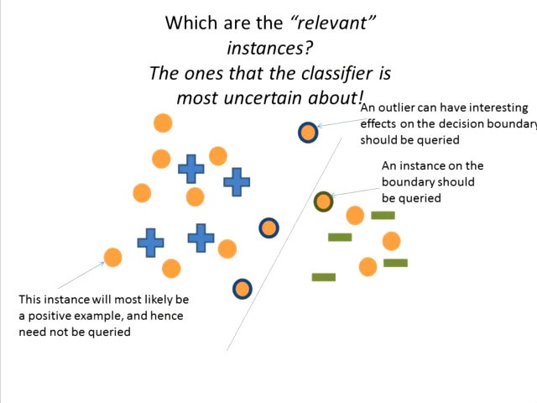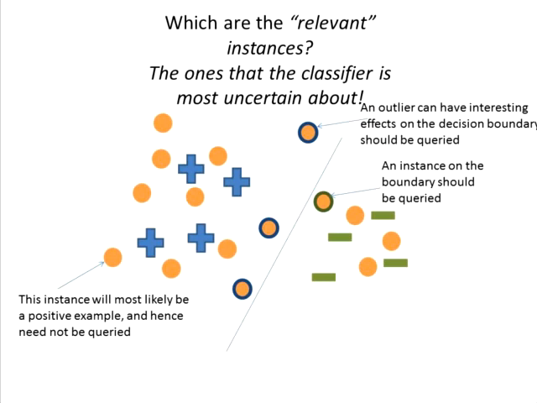Now, what are these relevant instances? Again, I wanted to give you a visual intuition. If you look at this distribution, looking at this orange blob here, most probably it's going to be a positive instance. It's in between all the other positive instances. So if I query the oracle for this unlabeled instance, it's not going to be very informative because I already kind of know that it's positive. It's not going to change my decision boundary in any way.